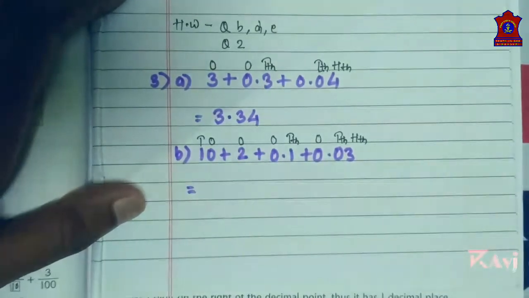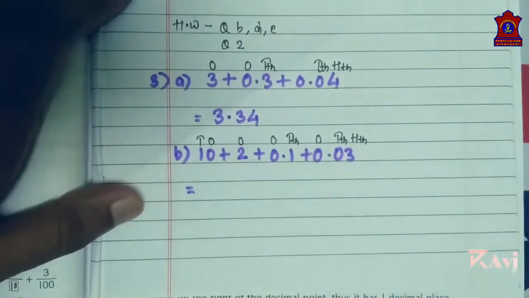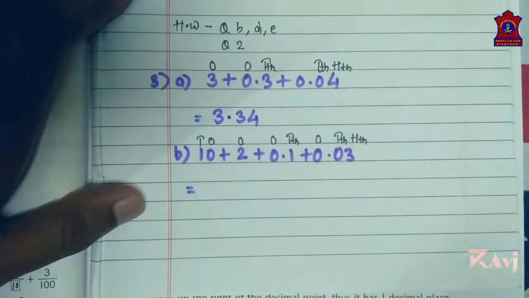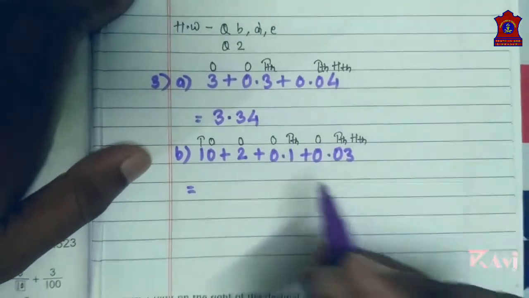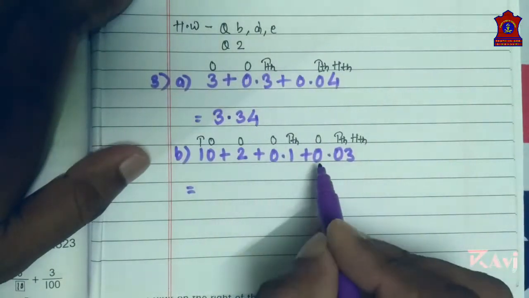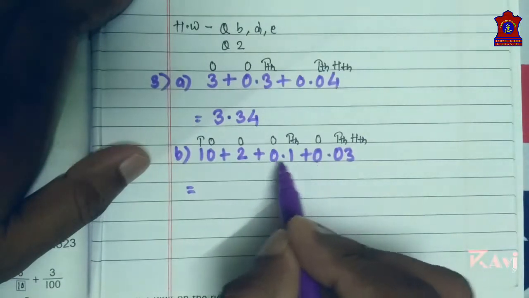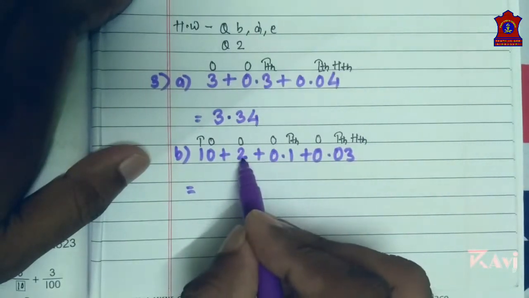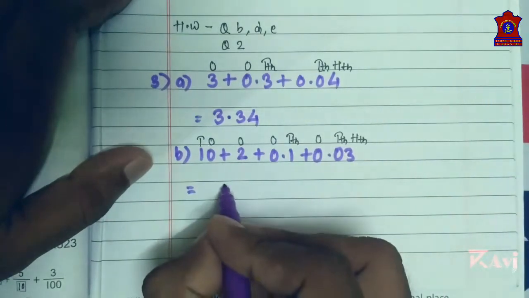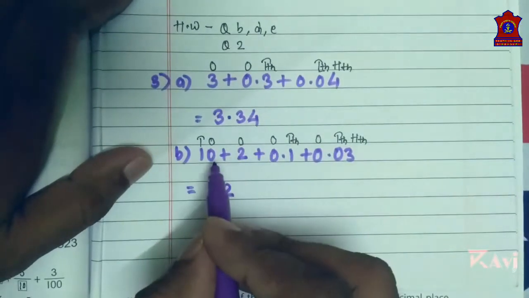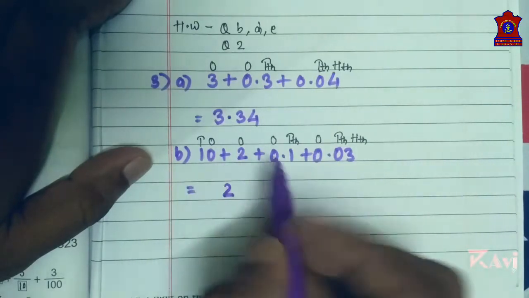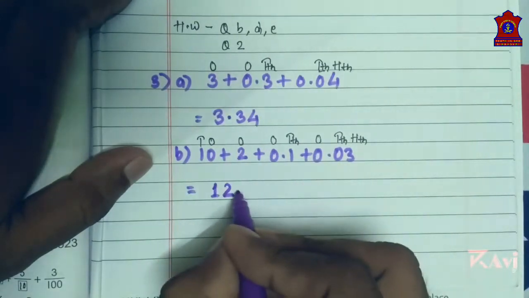Clear? Now how to add it? See, first you add as per the place value. In place value we are adding ones first, then tens, then 100, like this. Then we are going to the decimal. Clear? Now see, just add what is there at ones place: 0, 0 and 2. 2 plus 0 plus 0, how much? 2 only. What is there at 10th place? 1 only. So 1, then decimal.